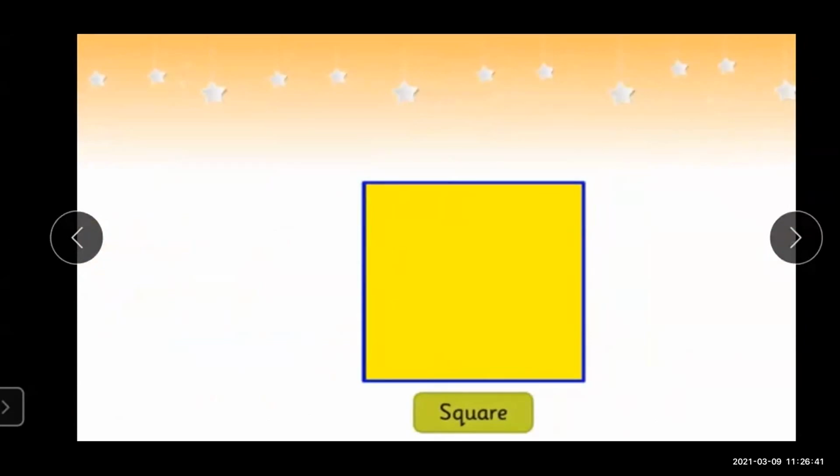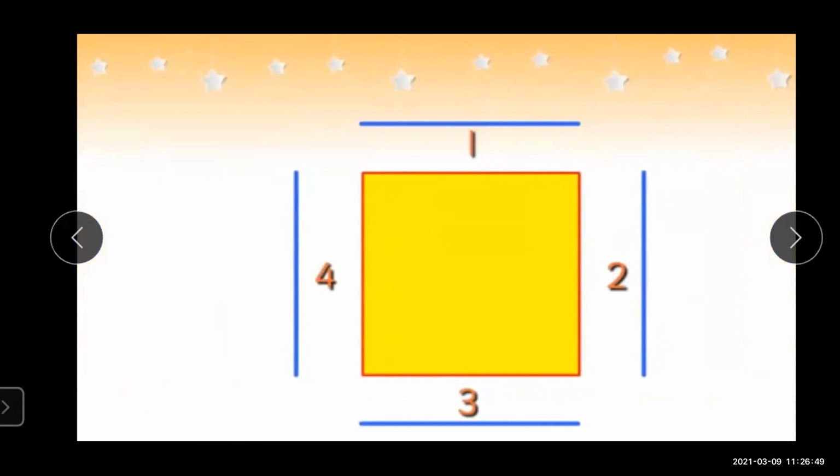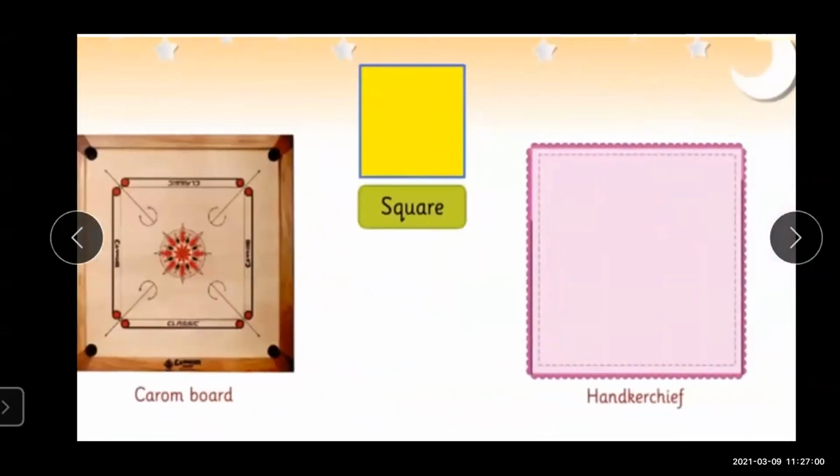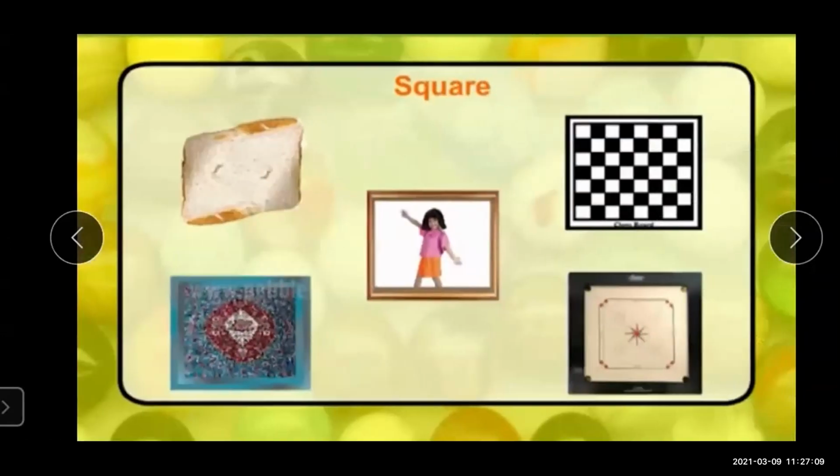This is a square. It has 4 sides and 4 corners. You can see these 4 sides are equal in measurement, and these 4 corners you can see. Examples of a square are carom board and handkerchief. Some more examples are bread, photo frame, chessboard, carom board, and this is a frame also.